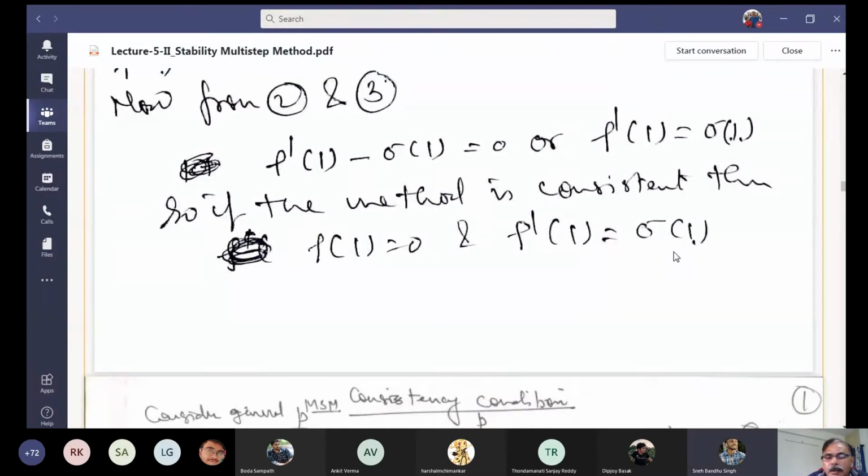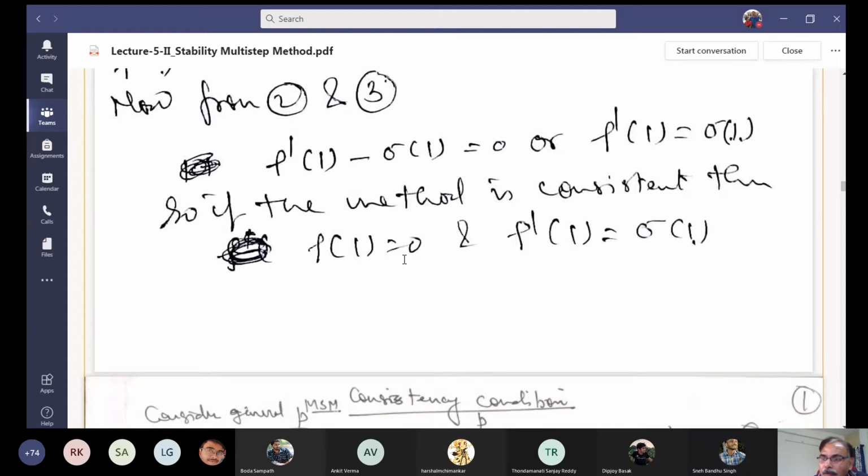What is the meaning of rho 1 equal to 0? C0 equals to 0. 1 is the root of the polynomial rho psi. Is this clear or not? Rho 1 is 0 means what? So 1 is the root of that equation. So at least you one root you know.